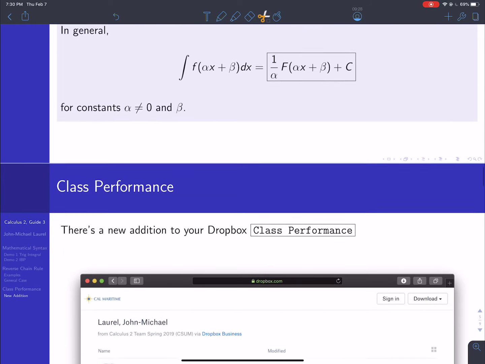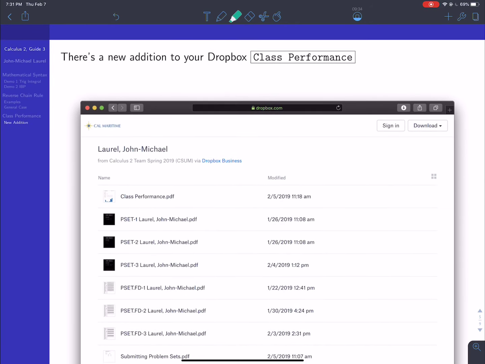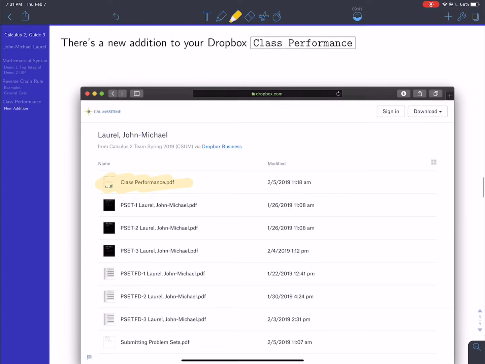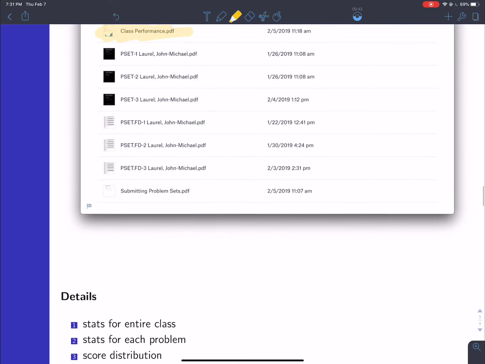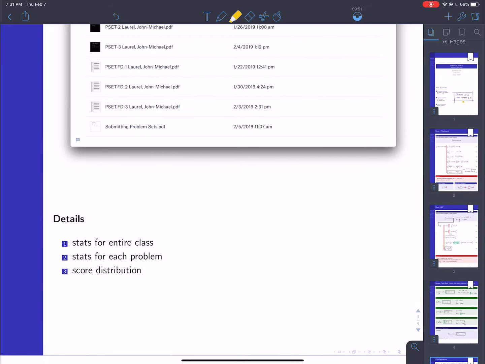Okay, so let's move on to the newest addition that is housed inside your Dropbox. And again, it's called the class performance file. So it'll be at the very top when you log in inside your folder. And in addition to seeing stats for the entire class, you'll also be able to see breakdowns for each problem, along with the score distribution. So let's go ahead and take a look at what it looks like.